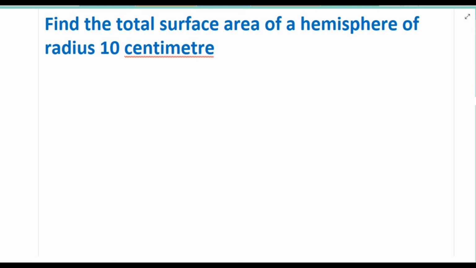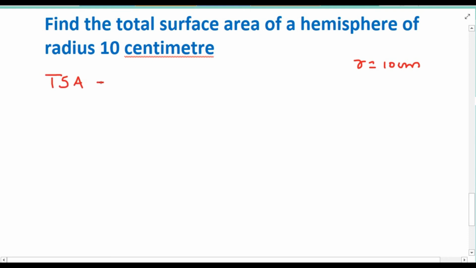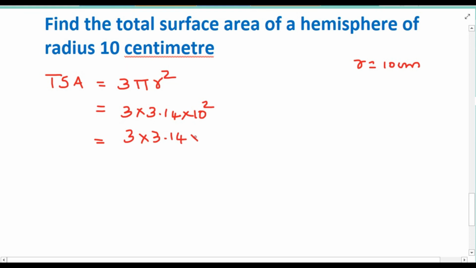Next question, find the total surface area of hemisphere of radius 10 centimeter. So hemisphere radius is 10 centimeter. Here they have asked total surface area of the hemisphere, which is equal to 3 pi r square. If the question is curved surface area of the hemisphere, then you have to use 2 pi r square. So here it is 3 into, we can use 3.14 because it is 10 square, our calculation part will be very easy. So 3 into 3.14 into 100, which is equal to 942 centimeter square.